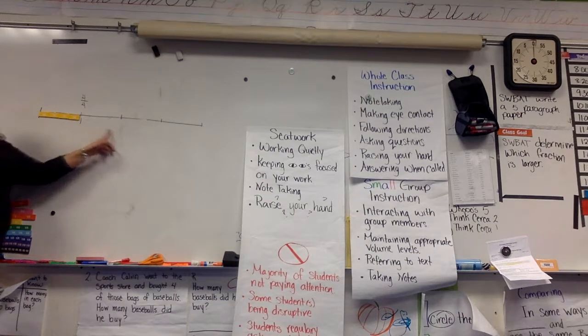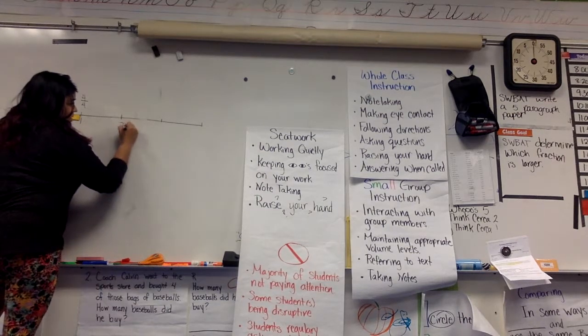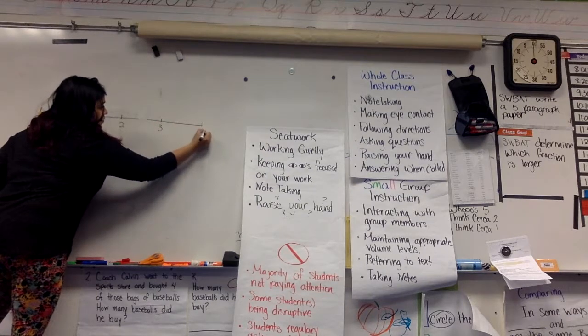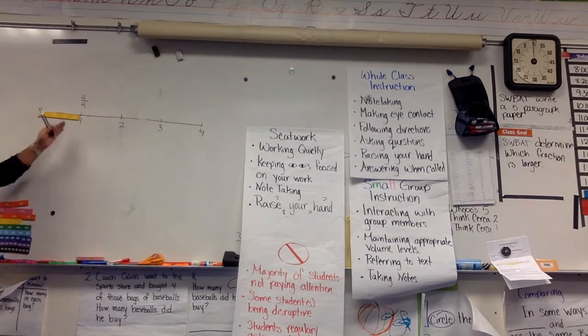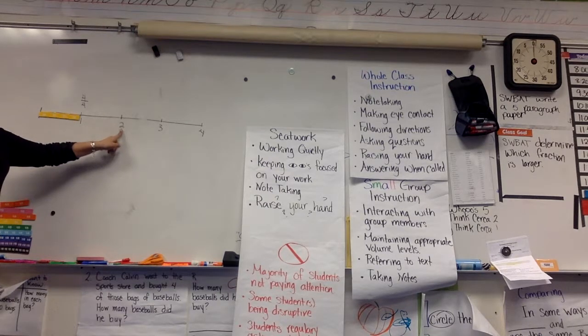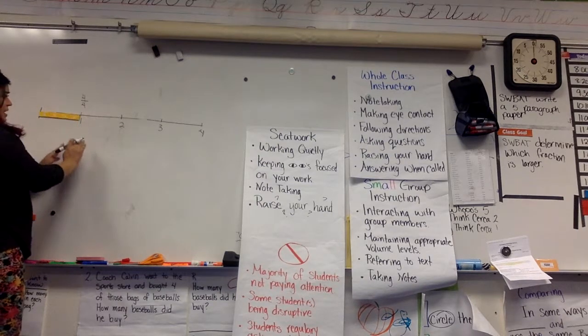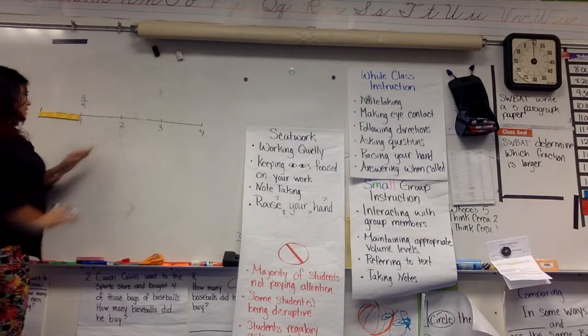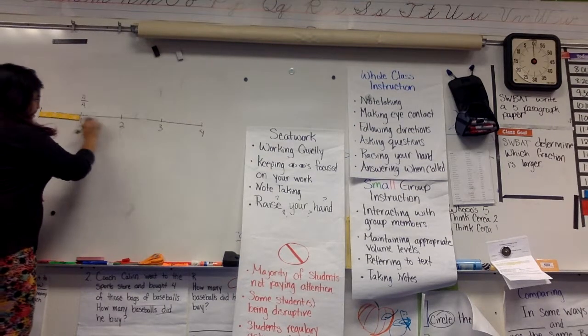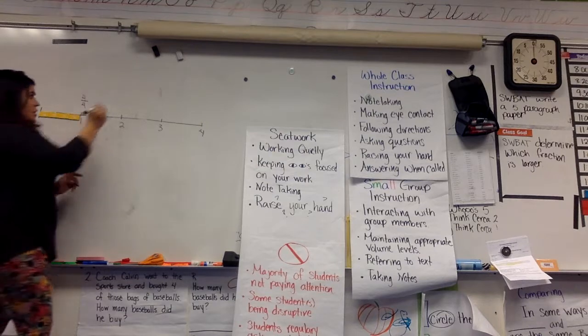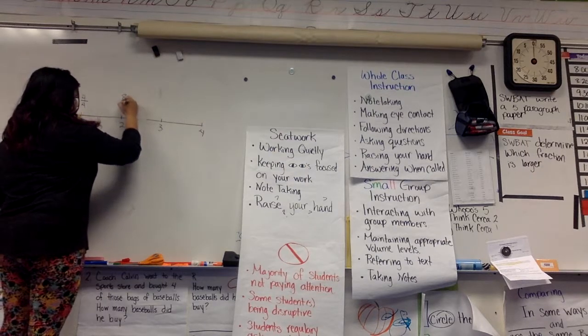Okay, but we're going past 1. We're going to 2, 3, and 4. So it's asking how many pieces does it take to get to 2? Veda? 8 fourths. So she took this and she doubled it because she knew there's 4 here, so there's going to be 4 here. So it would be 8 fourths.